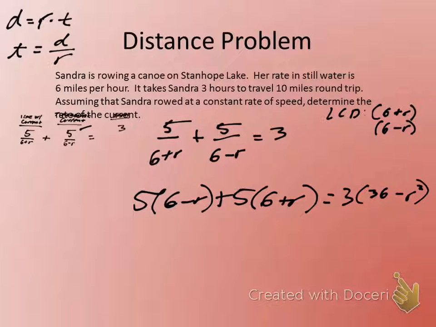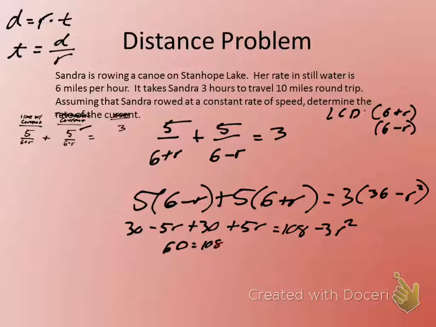Okay, from there you just solve it like a normal equation, so you distribute everything you got. So 30 minus 5r plus 30 plus 5r equals 108 minus 3r squared. Get your like terms on the left side, so 30 plus 30 gives you 60. The 5r's cancel out, so 60 equals 108 minus 3r squared.